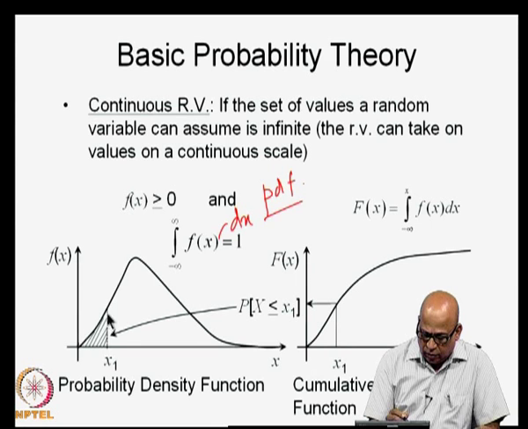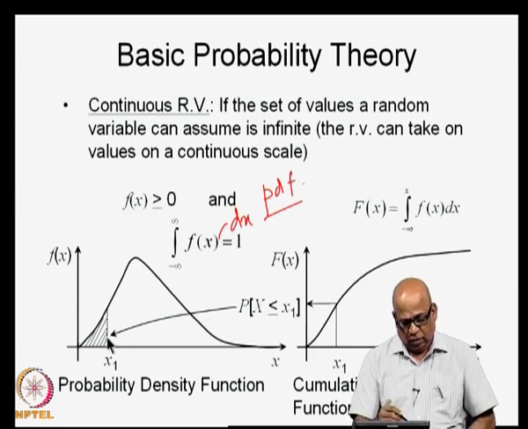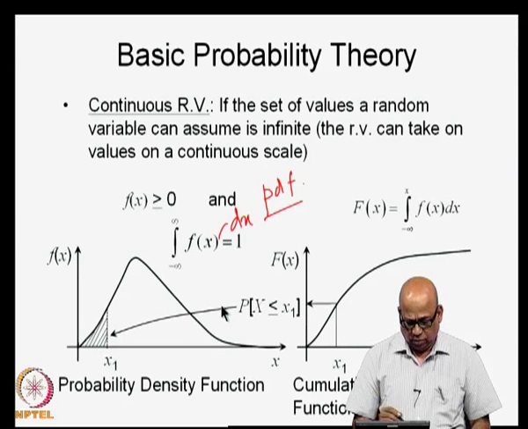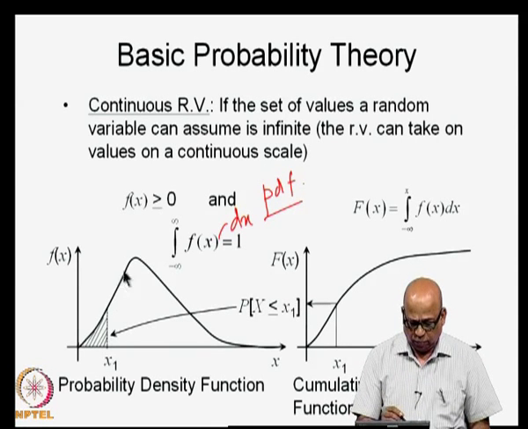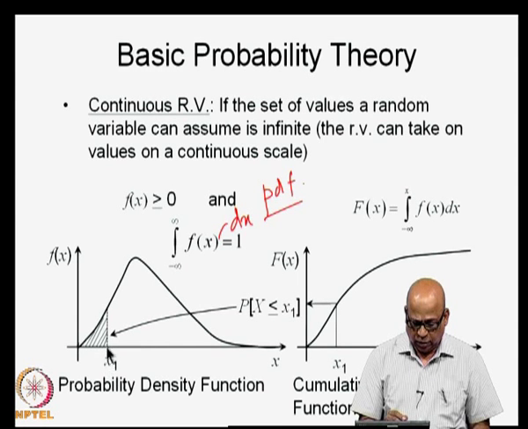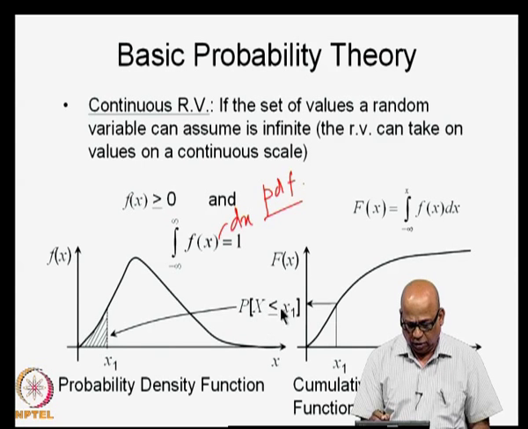If you want the probability that x is less than or equal to x1, just to relate to your hydrologic variables, this may be the distribution of flows, and this may be a value of 30, let us say, and you are interested in what is the probability that the flow will be less than or equal to 30. In such a situation, you just integrate the PDF up to that point, and that will give you the probability of x being less than or equal to x1.